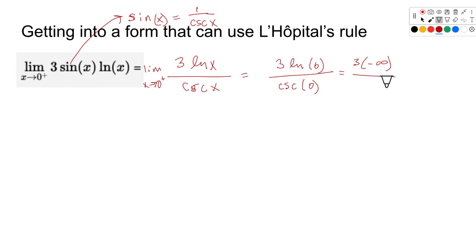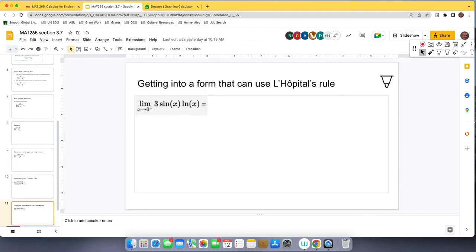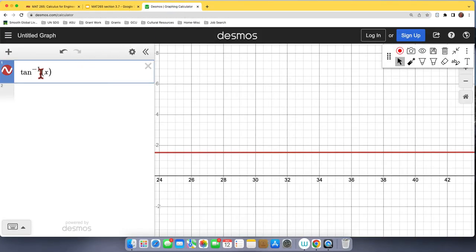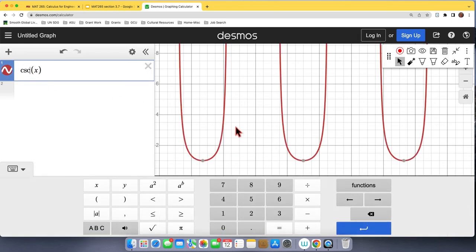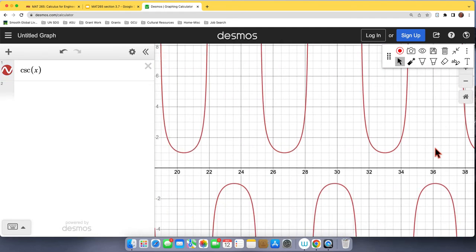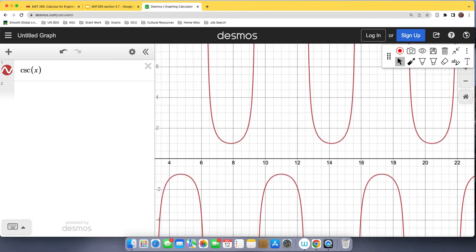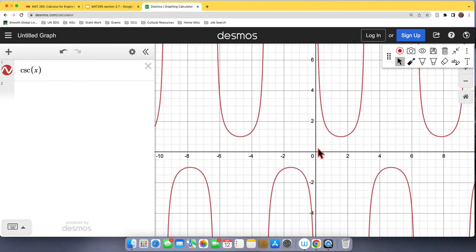How about the cosecant of 0? Well, sine of 0 is 0, so you've got 1 over 0. What's happening? It's going off to infinity. Again, you could take a look at the graph itself to see what the limit's doing. Since we're set up, let's go ahead and graph cosecant. As we get close to 0, this loop part of cosecant is going to infinity.